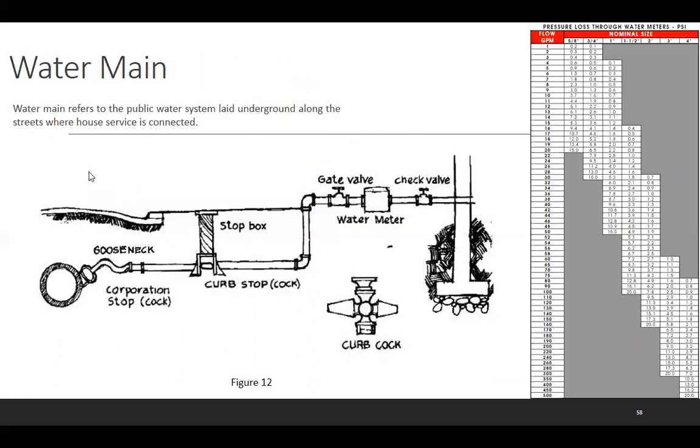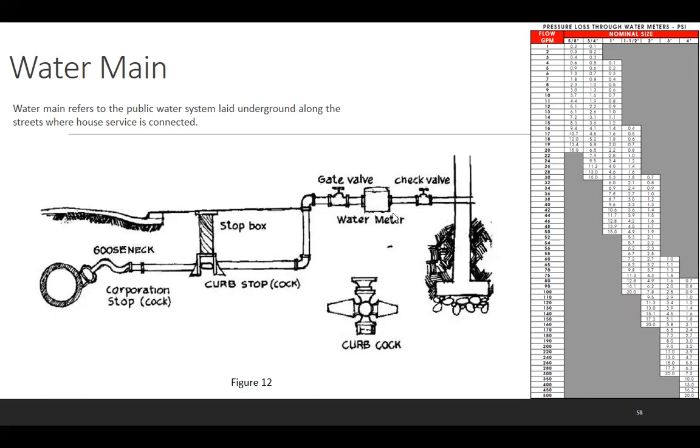Water main. So, in general ito. Water main refers to the public water system laid underground along the street where the house service is connected. Yung water district. Kung meron itong curb stop, kinakabit lang. Tapos water meter na.